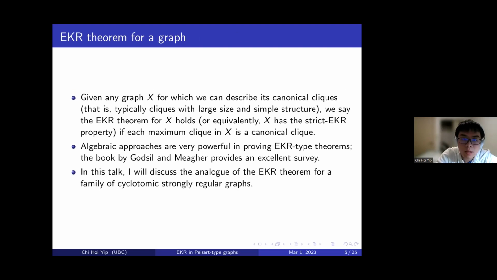Okay, so usually for an Erdős–Ko–Rado type problem, we can associate the combinatorial problem with a graph, and then we can talk about the EKR property of the graph. So first, we need to describe which kinds of cliques are canonical cliques. Usually these are cliques with large size and a simple and rigid structure. And once we have the notion of canonical cliques, we can talk about whether the Erdős–Ko–Rado theorem holds.